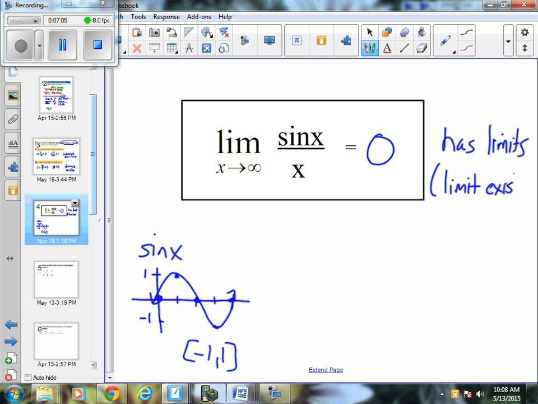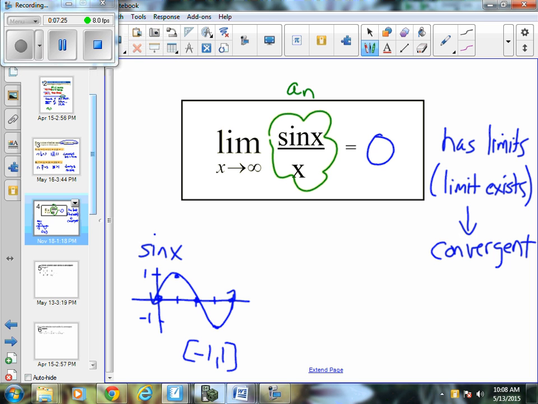So what does that mean? Well, if the limit exists, that means it is convergent. Or it converges, however you want to say that. So if you can find the limit, that's looking at that an statement, the rule. How do we generate it? So think of this as like the rule. This is your nth term. So it's the an formula.